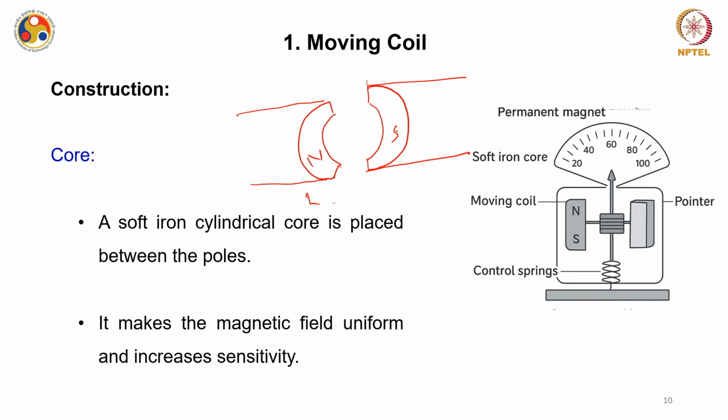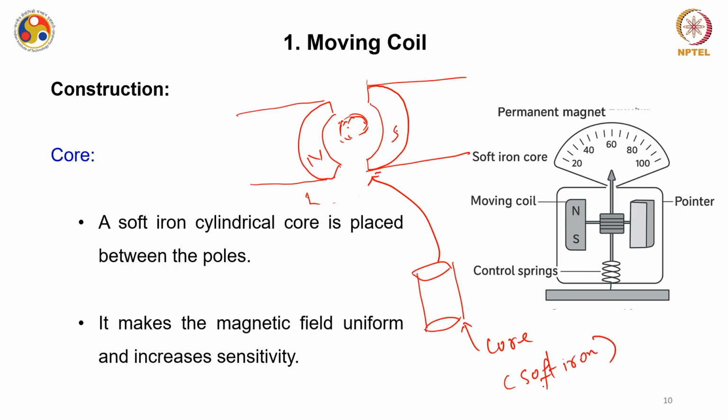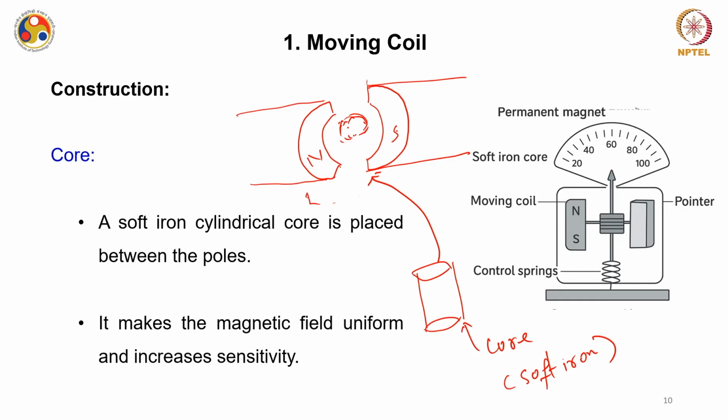In this area you have, say, a cylinder like this, which is called the core, and this core is made up of, say, soft iron. You know that we have discussed this in detail, that soft magnetic materials magnetize very easily, but they demagnetize also very easily. So this core makes the magnetic field uniform and increases the sensitivity of this particular device.